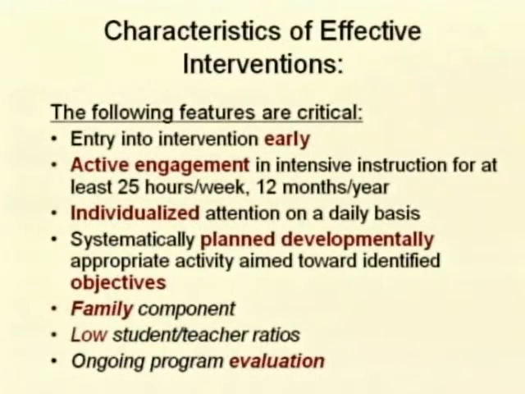So the critical features are entry into intervention early, really at the first sign of a problem. We're even moving that back now, looking at kids who are at risk for autism and pouring on intervention before they show the full diagnostic spectrum. In the studies included in the research, early intervention usually means before you turn 4. You need to be actively engaged in instruction for at least 25 hours a week, 12 months a year.